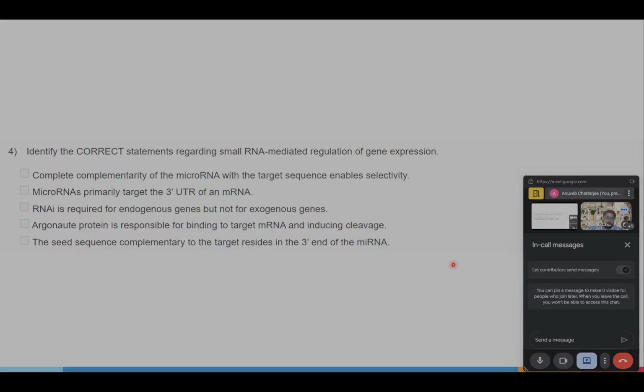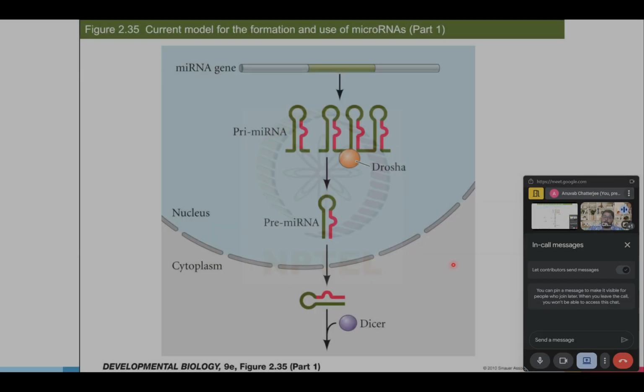Okay, so since we do not have an answer, we'll look at it. So this is a brief description of how microRNAs work. As we have been discussing, microRNAs are present on the genome and do not code for actual proteins but rather code for small RNA molecules.